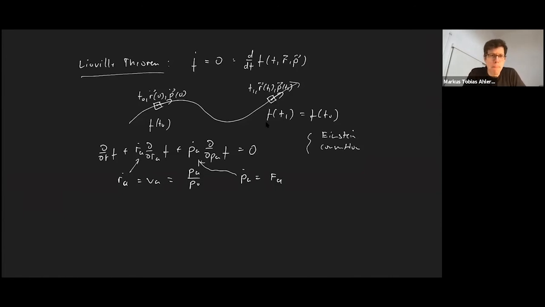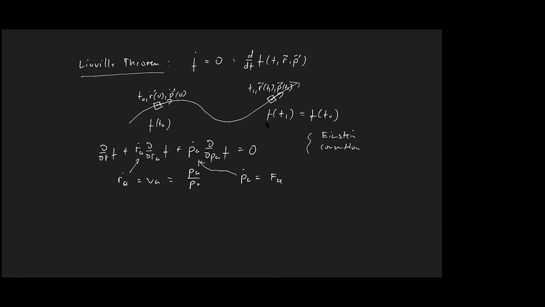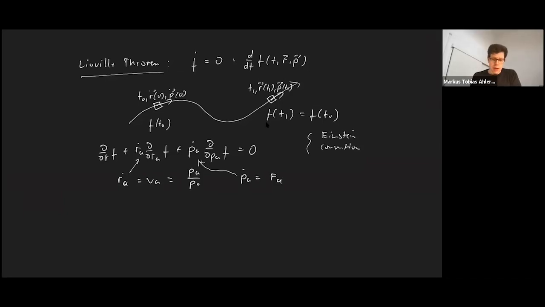Okay. So now replacing these two quantities gives us this expression here: p_a over p0, and here we have F_a times the momentum derivative of f, equal to 0. And this expression is also known as Vlasov's equation.